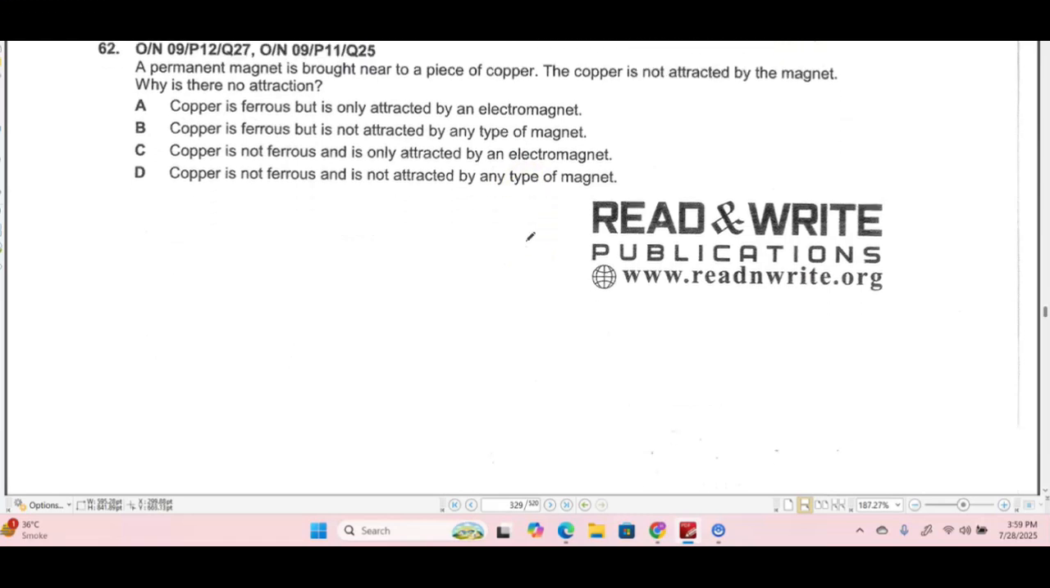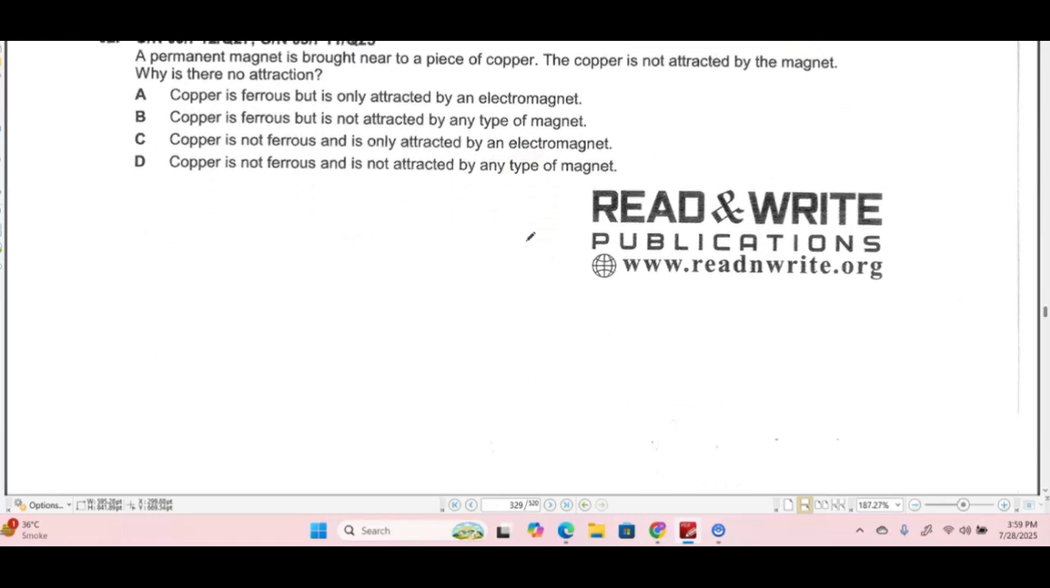Moving on to question number 62. A permanent magnet is brought near a piece of copper. The copper is not attracted to the magnet. Why is there no attraction? Because copper is a non-ferrous material. Copper is ferrous? No, copper is not ferrous. Copper is ferrous but is not attracted to any type of magnet. This can't be true. Copper is not ferrous and only attracted by an electromagnet. This is not true. Copper is not ferrous and is not attracted by any type of magnet. This is the correct option.